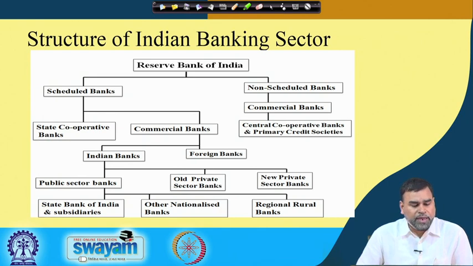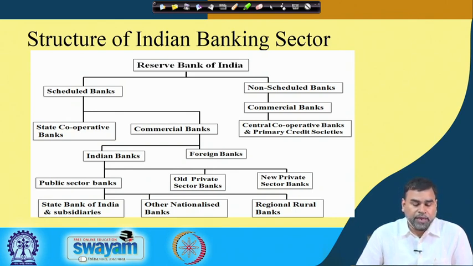And within the scheduled banks, we have the state cooperative banks and the commercial banks, but the basic importance of the Indian banking sector is always concentrated on the commercial banks, because they actively participate in all kinds of payment mechanisms happening in the Indian context. So, again, Indian commercial banks are divided into two parts, one is Indian banks and the other is foreign banks. There are some foreign banks which are also operating in the Indian market. So, we call them the foreign banks.